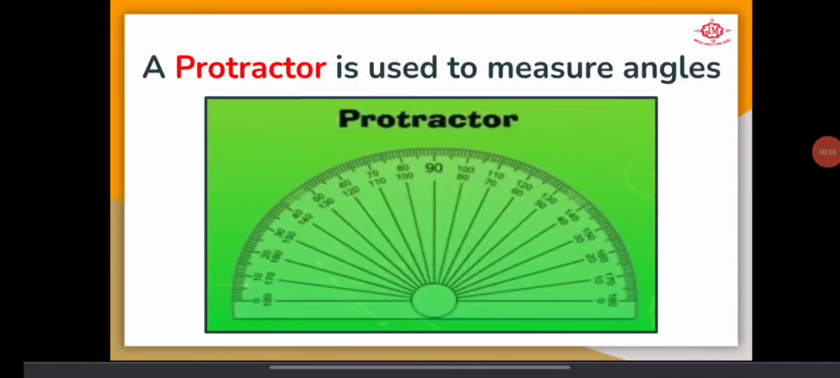Angles are measured using a protractor. Children, this is a protractor, and we get the exact measure of an angle using a protractor. It starts from 0 degrees and finishes at 180 degrees. This is the center point, and the vertex has to be placed at this center point when measuring angles. When we place our protractor on the angle, we get the exact measure. For example, if the angle is 90 degrees, less than 90 degrees, or even more than 90 degrees.